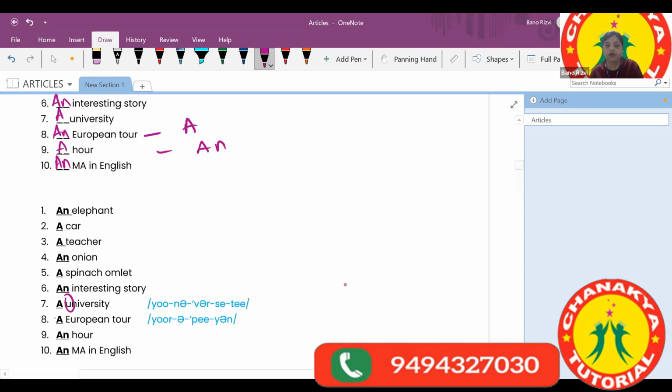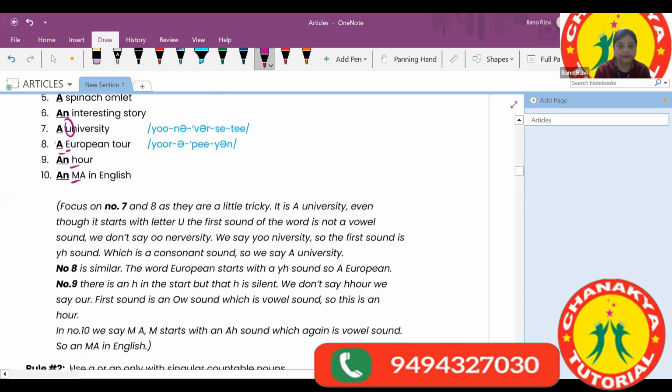We are saying "yoo-niversity". And it is a European tour. E is silent here. Okay. So we have to see what the sound is. And now it is an R. H is silent here, right? And M is silent here. "Em-ay" and "em-ay" in English, because of the sound. Understand?